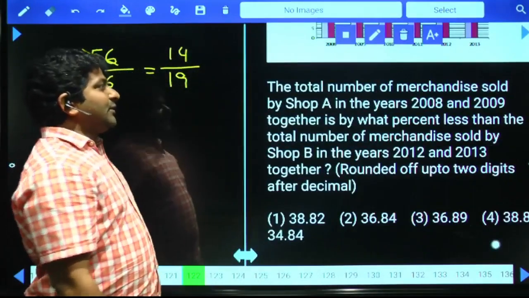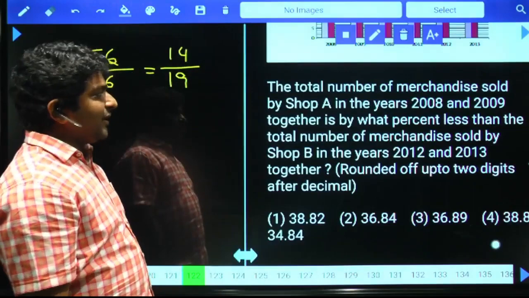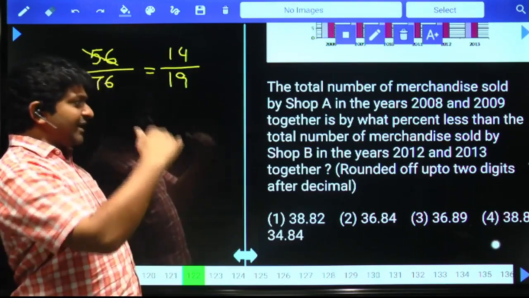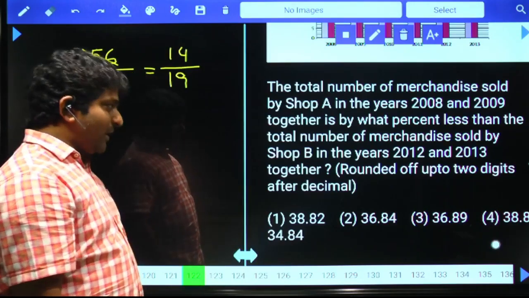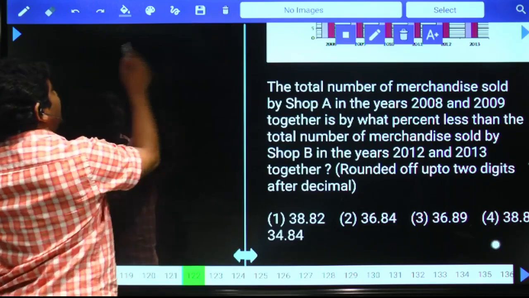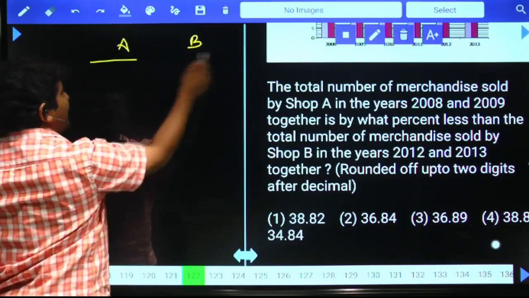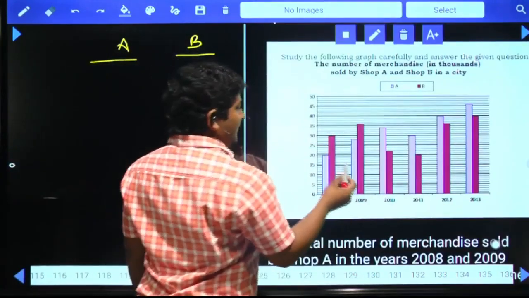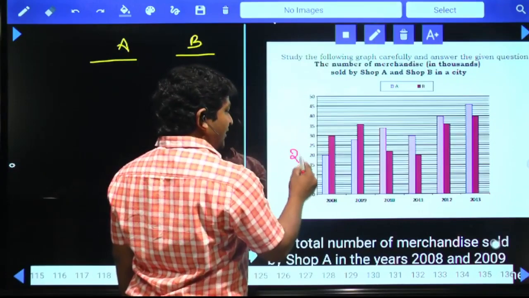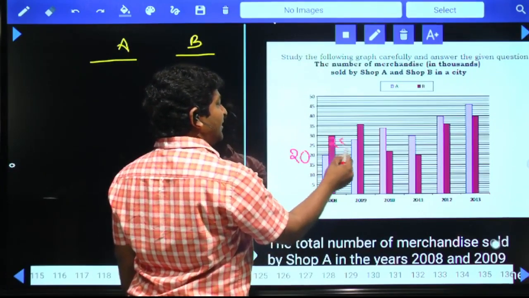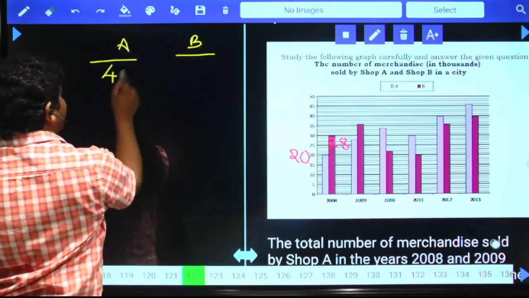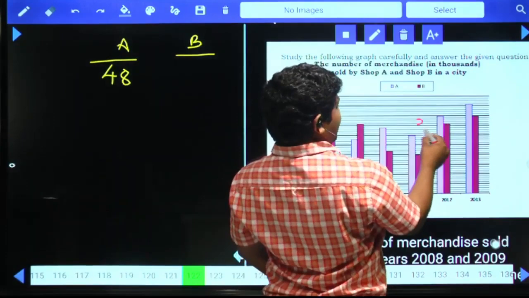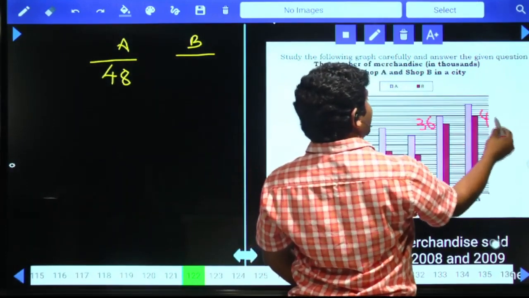Next, the total number of merchandise sold by shop A in the year 2008 and then 2009 together is by what percentage less than total number of merchandise sold by B in 2012 and 13? A and B we need to calculate. A in which year? 2008 and 9. So this fellow in 2008, 20 here, and this fellow 28. 20, 28, 48. Now B in 2012 and 13. B in 2012, which is 36 here, and this is 40 here.